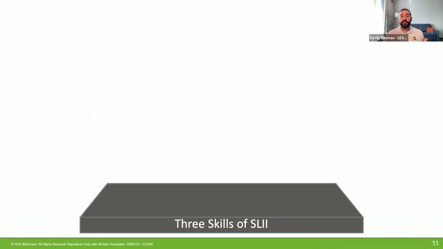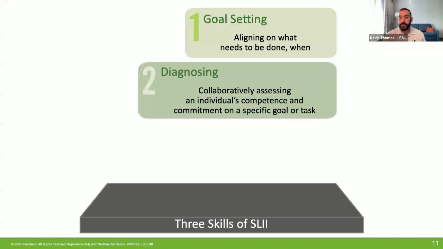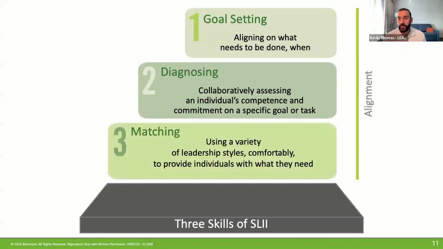Now in SL2, there's 3 skills primarily honed in on. The first is goal setting. The second is diagnosing. And the third is matching, which drives alignment and ultimately goal accomplishment. The first being goal setting. This involves being able to write SMART goals to establish clear agreements about what's to be done and when it's to be done by. It's also being able to negotiate SMART goals through alignment conversations with team members at all levels of development.